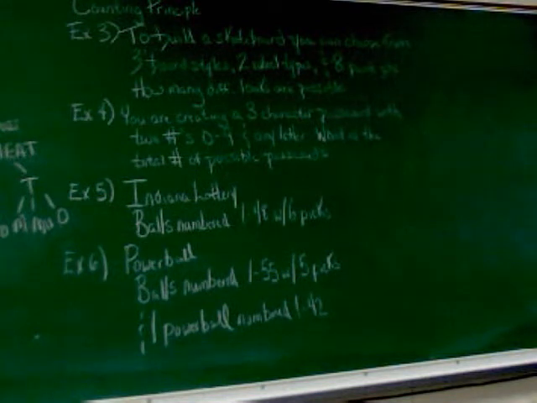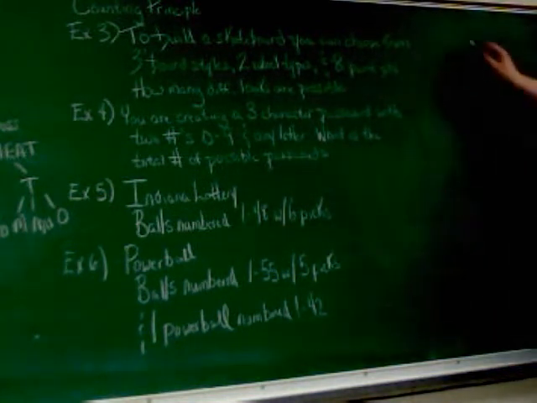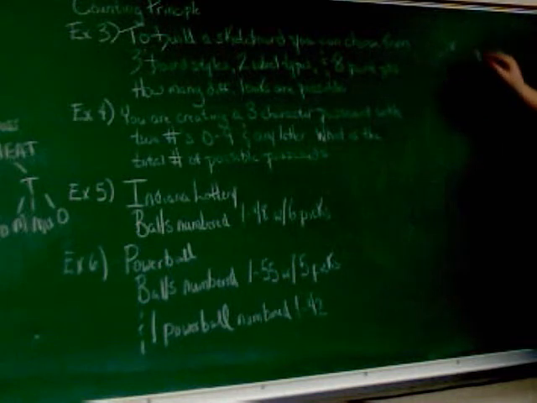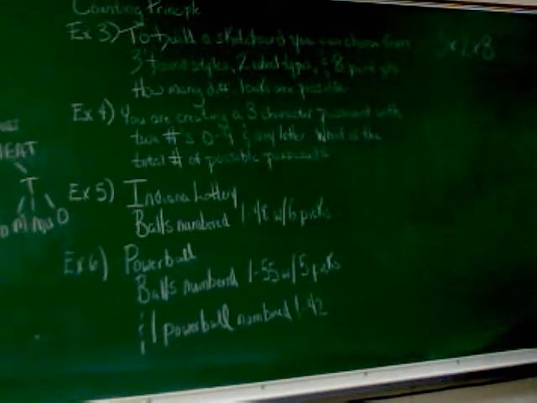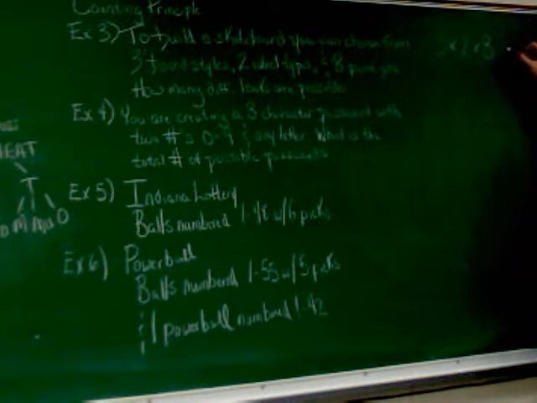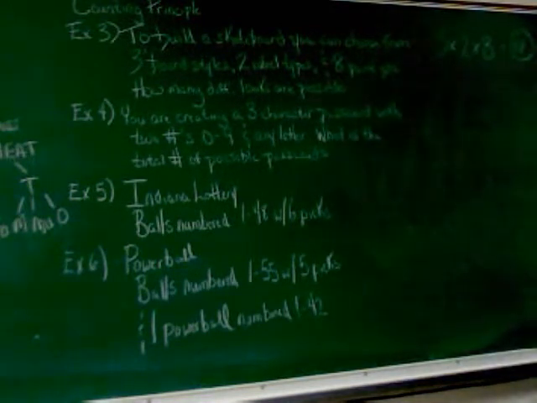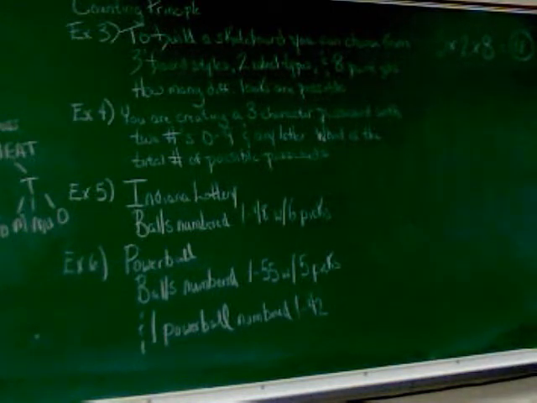So the first level, you're choosing from the 3 board styles. Second level, you're choosing from the 2 wheel types. And the final level, you're choosing from the 8 different paint jobs. So you're multiplying together 3, 2, and 8, and that's, of course, 48. So there are 48 total different types of skateboards you can get from that combination.